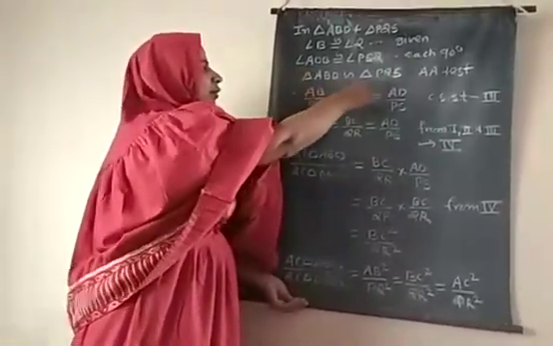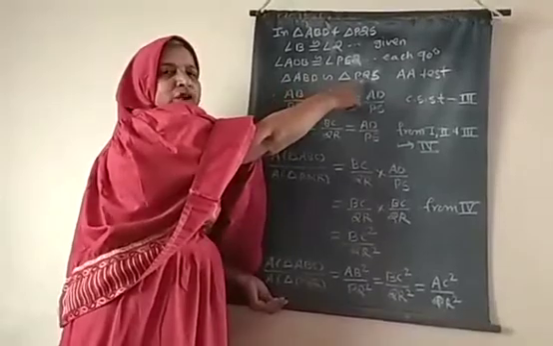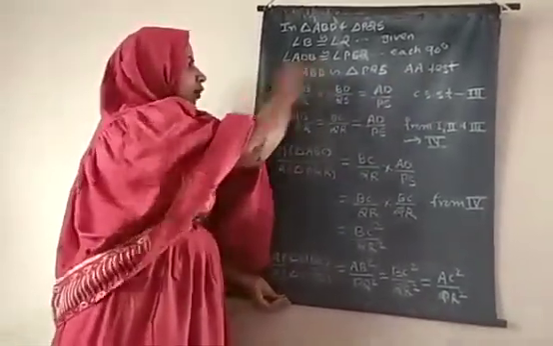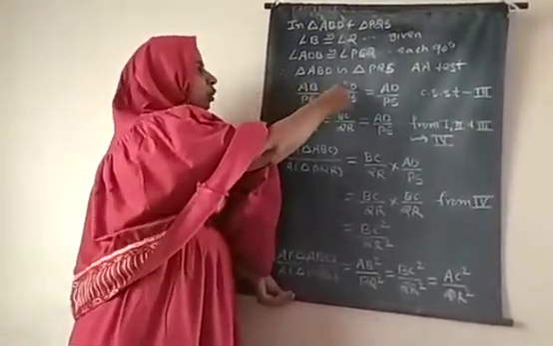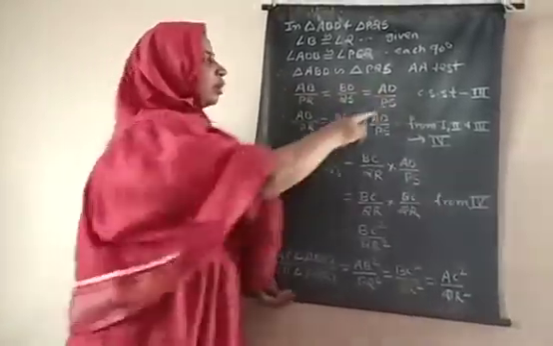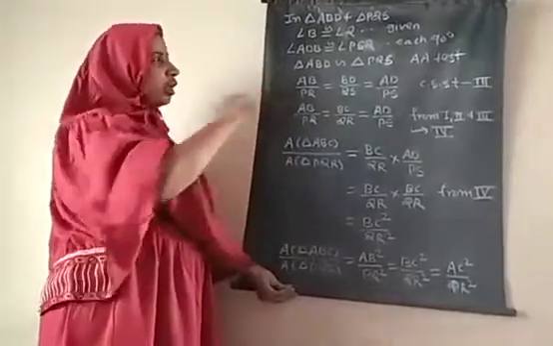Therefore, the triangles are similar by the AA test. Triangle ABD is similar to triangle PQS by the AA test of similarity. Now that we have proved the triangles similar, the ratios AB upon PQ is equal to BD upon QS, equal to AD upon PS. This is equation number 3.